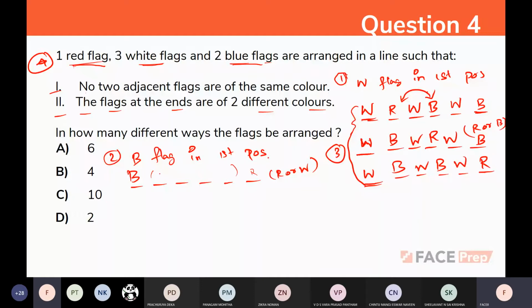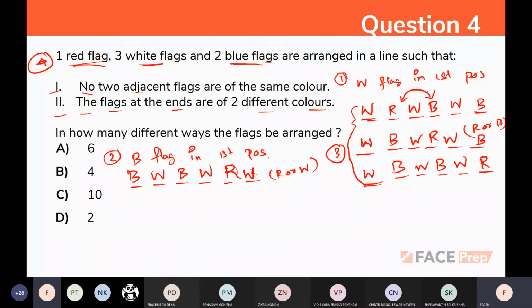We cannot arrange white in these 4 places while satisfying the first condition. So that won't be a possible way. So we need to arrange white in the last place, not place R here. That is the way to place all the whites. Okay, so any doubts?